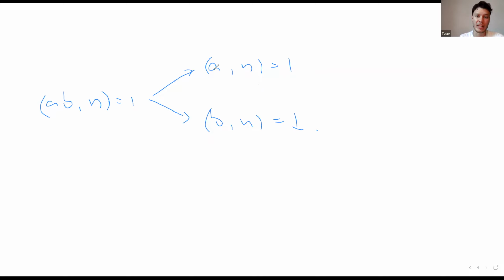Now, how can we go the other way? If A is good to N and B is good to N, how can I show that AB is good to N? Well, assume that AB is not good to N. Well, if AB was equal to some X, right? Then N would need to divide X and AB would need to divide X. So let's look at X. If X divides AB, then a part of X is going to divide A and a part of X is going to divide B.